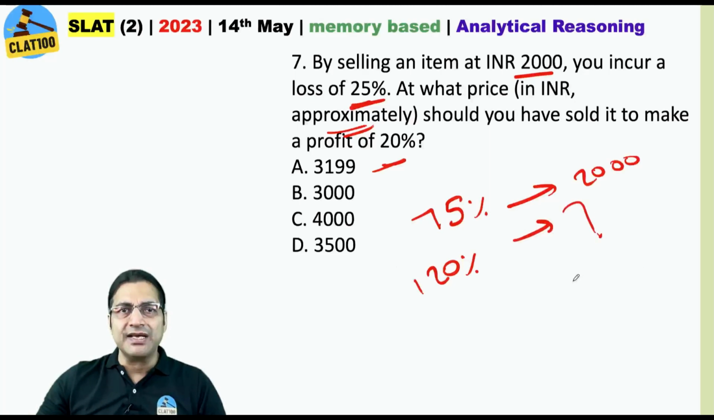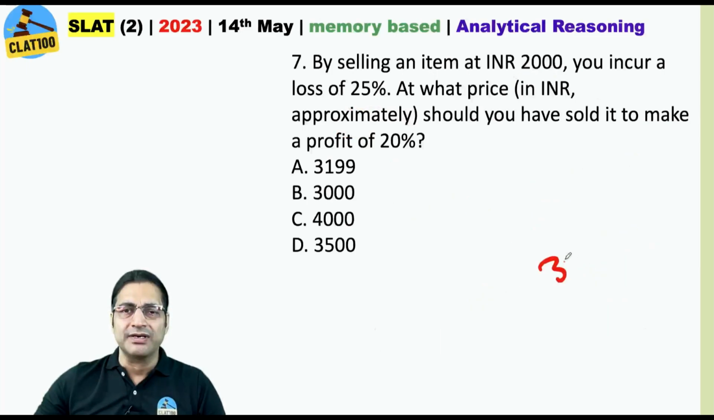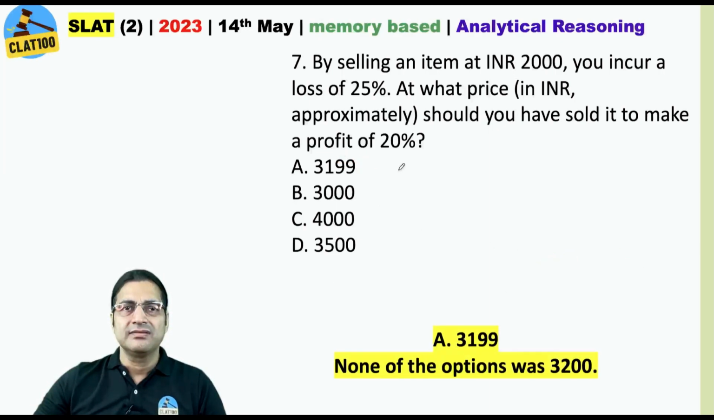So, why do I have to get the answer in 2 steps? So, my answer should be 2000 into 120 divided by 75, 25 3 times, 25 80 times, right? Okay. So, here 3 into 40, 120, 80 into 40, 3200. Which one is the closest to this? 3199, right? That's the answer. Okay. None of the options was 3200, mind you.